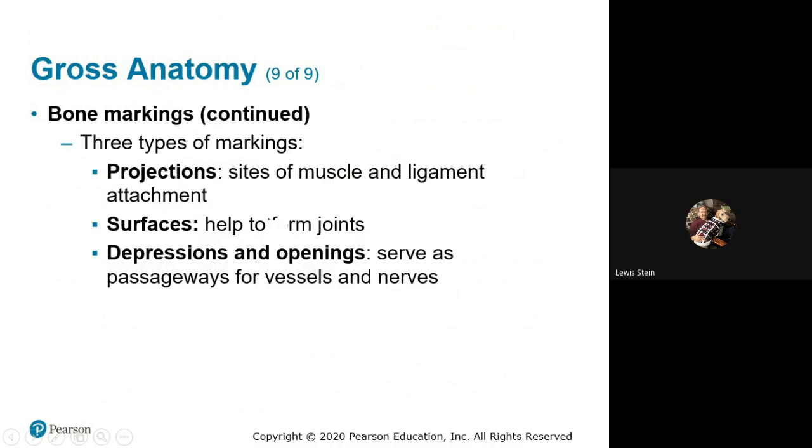And so you're going to see all of that. We classify them as projections, where things are tugging on them. Surfaces are generally an area where bones come together, forming a joint, which is by definition where bones come together. And openings or depressions are where things either sit on them or literally go through them.